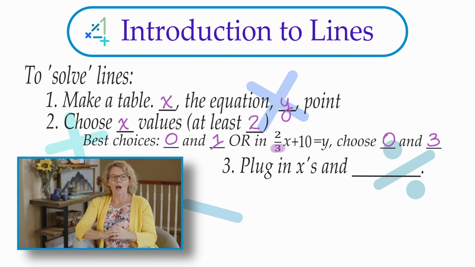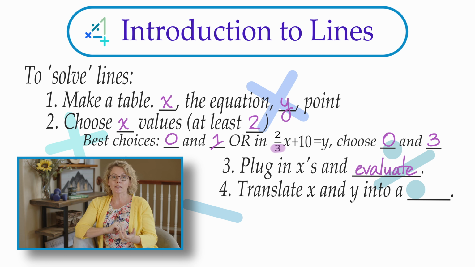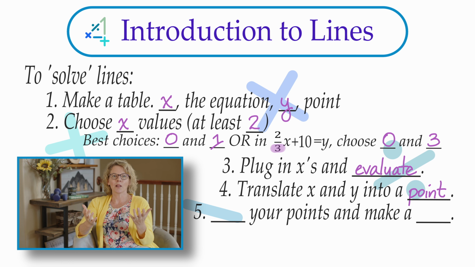Step 3, plug in your x values into your equation and evaluate it, then put what it equals under the y column. Step 4, translate your x and y into a point. Basically, just put the x, y in parentheses. Step 5, plot your points on a graph and connect them to make a line. Put arrows at the ends. That is a lot of steps. Let's do a few and you'll see that it's not so bad.